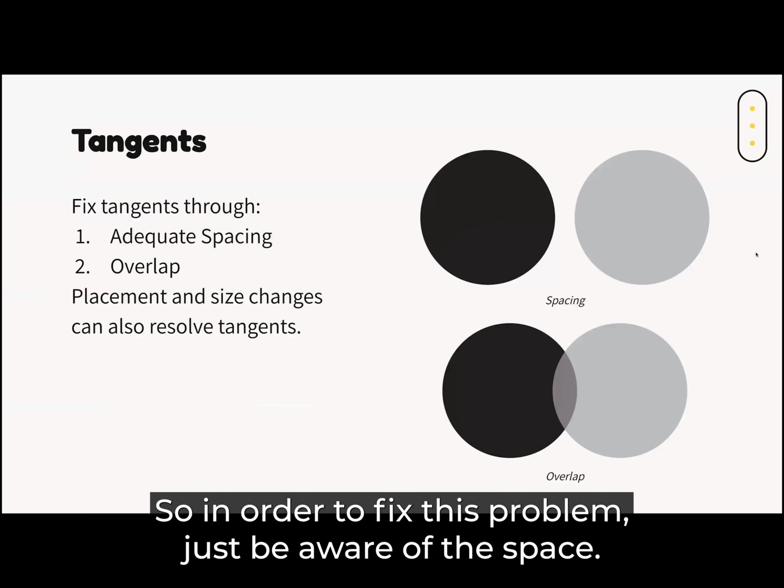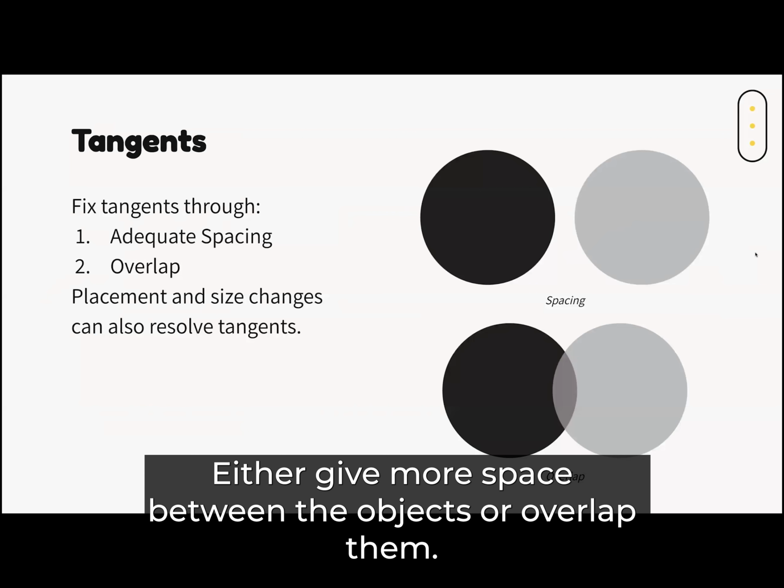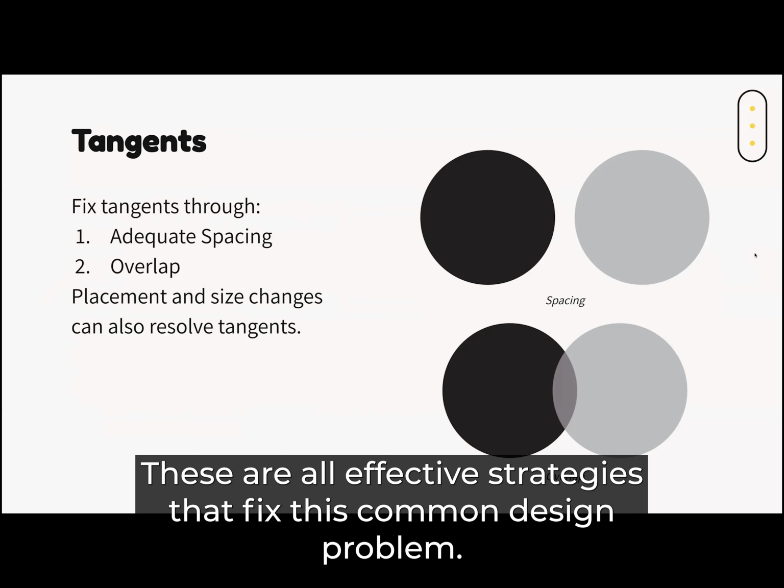So in order to fix this problem, just be aware of the space. Either give more space between the objects or overlap them. You can also mess with the size and position of your objects as well. These are all effective strategies that fix this common design problem.